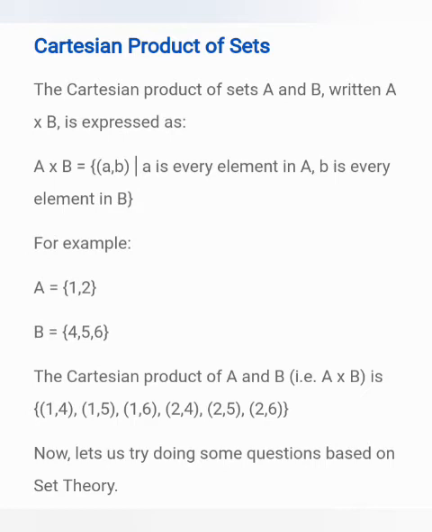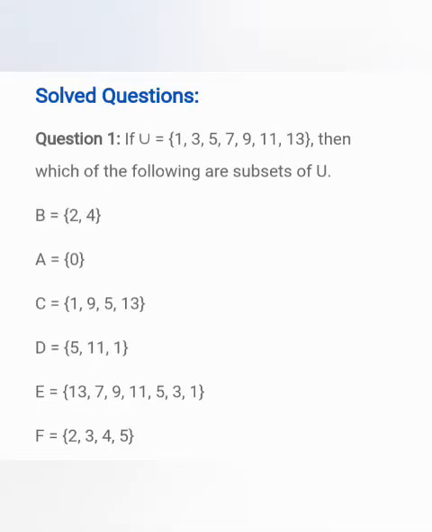You can take two sets, A set 1, 2 and B set 4, 5, 6. So the Cartesian product will look like 1, 4, 1, 5, 1, 6, then 2, 4, 2, 5, 2, 6. This is the collection of ordered pairs. Solved question.